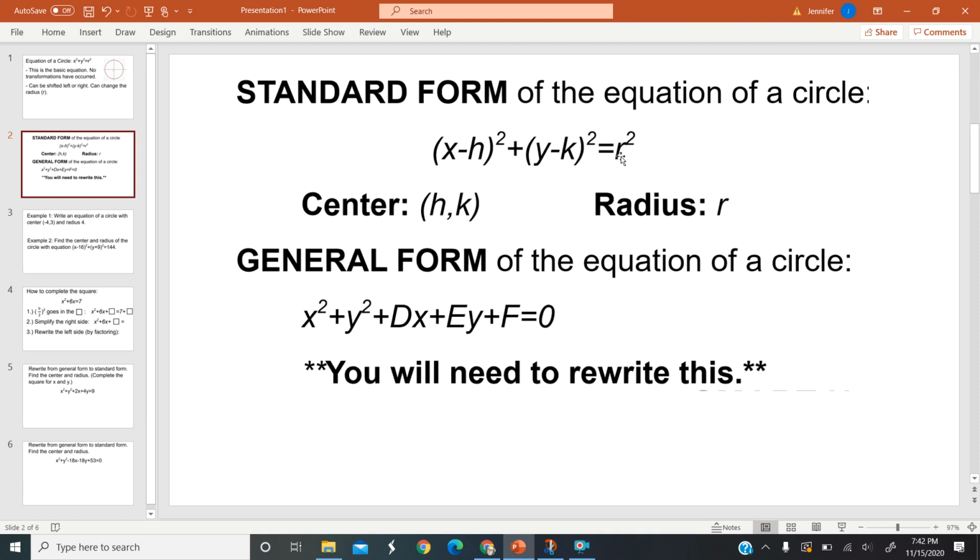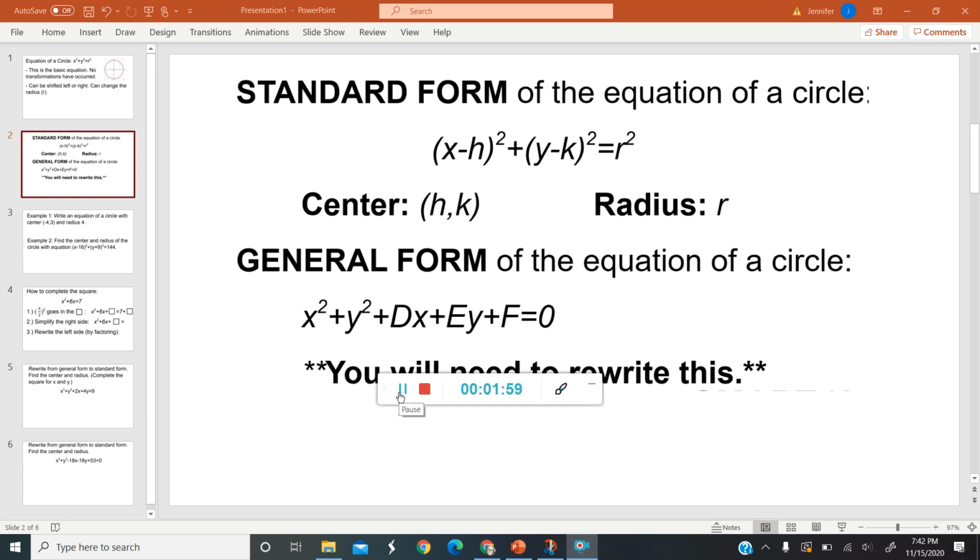So whatever number is over on this side, you would take the square root of that, and that would be your radius. However, sometimes you're not going to see the standard form of the circle, you're going to see the general form instead. The general form is going to be written something like this, where D, E, and F are just numbers. If you're given the general form and you want to find the center and radius, then you're going to have to rewrite it back into the standard form, and we're going to talk about a method you can use to do that today.